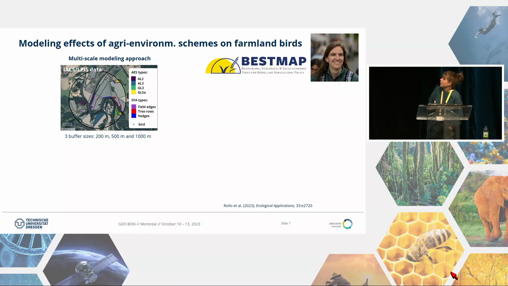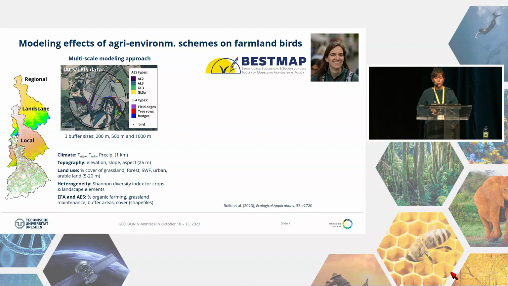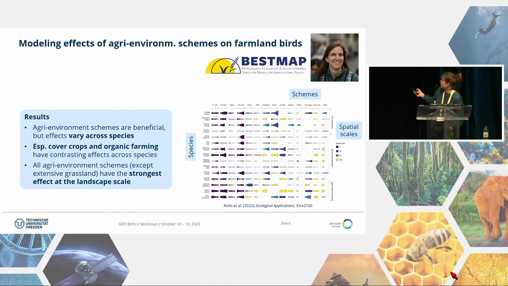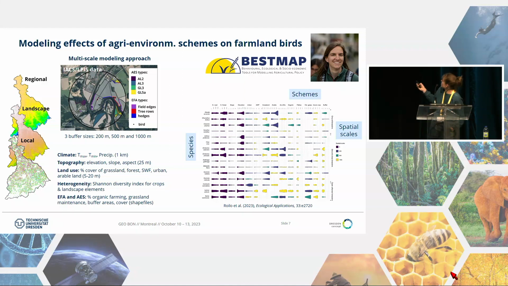We used it to model the effects of agro-environmental schemes on farmland birds. We used bird monitoring data from different sources, including the Natura 2000 monitoring and specific dedicated projects in the region. We combined them at multiple scales with other information, of course, in an ensemble species distribution modeling framework. Looking into the effects, I don't expect you to understand this figure right now, which combines our results for a case study region in Saxony for different species, for different agro-environmental schemes, and also at different spatial scales.